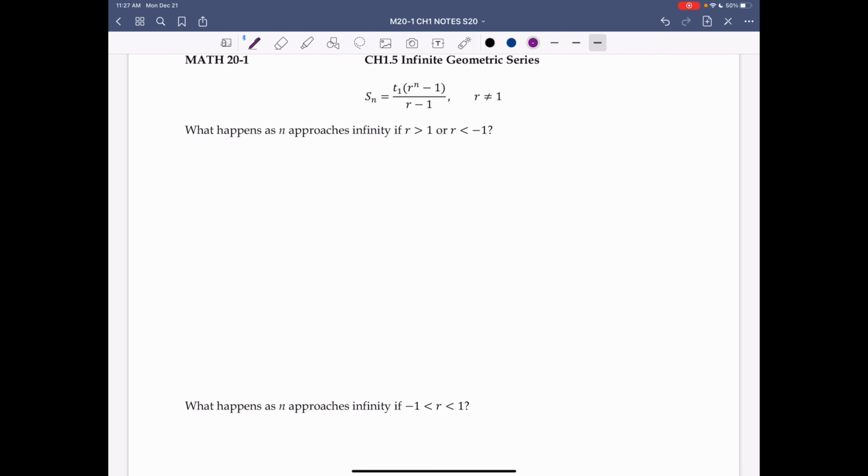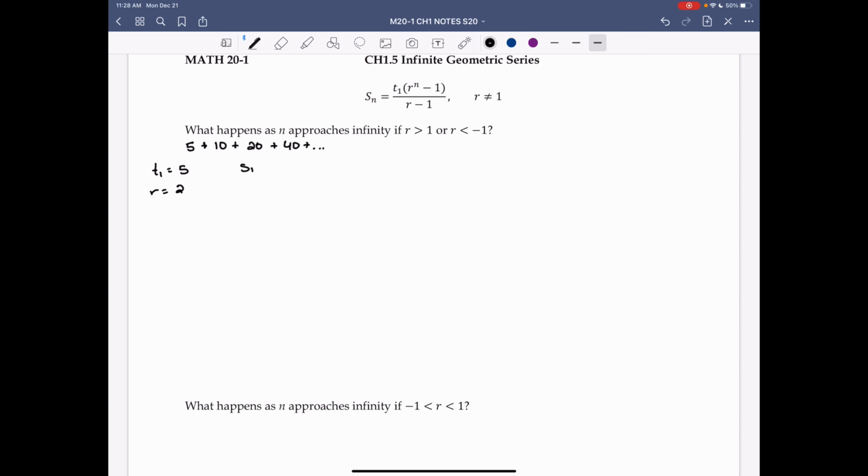For the series 5 plus 10 plus 20 plus 40, etc., T1 equals 5 and r would equal 2. 10 divided by 5 is 2, 20 divided by 10 is 2, etc.